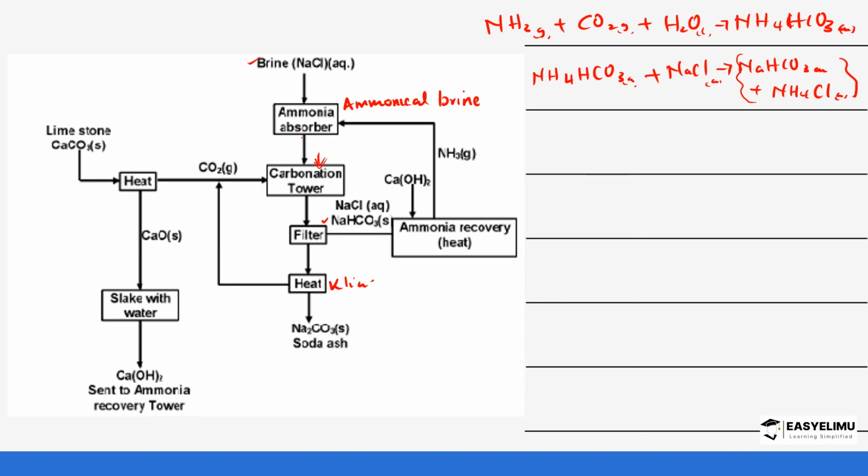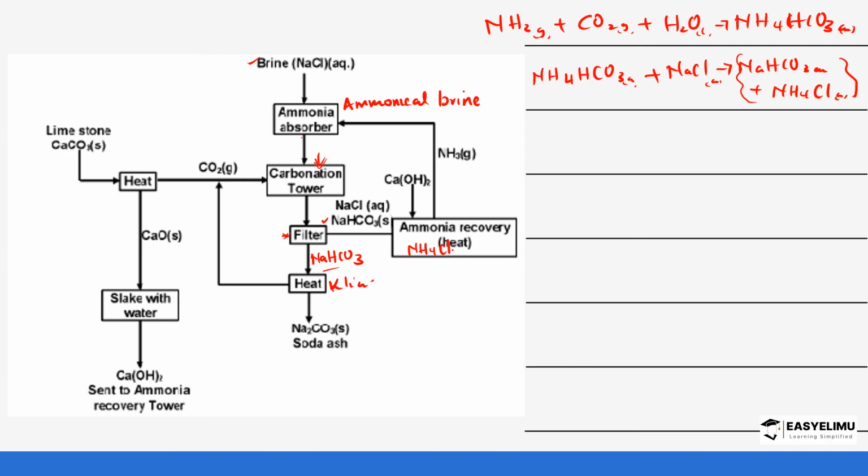Just a recap of what we have said. In the ammonia absorber, we are mixing ammonia and brine to form ammoniacal brine. This ammoniacal brine is a mixture of ammonia and concentrated sodium chloride, and it's taken to the carbonator, where it reacts with carbon 4 oxide and also water to form ammonium hydrogen carbonate, which then reacts with sodium chloride or brine to form sodium hydrogen carbonate and ammonium chloride. The ammonium chloride and sodium hydrogen carbonate are taken to the filter. Sodium hydrogen carbonate crystallizes fast, it forms a solid, so it's filtered as a residue. Whatever we are removing from the filter in solid state is sodium hydrogen carbonate. Then ammonium chloride is taken into the ammonia recovery.